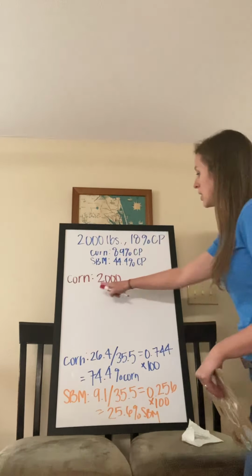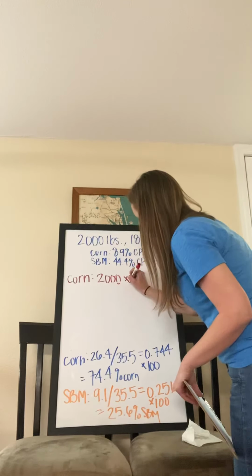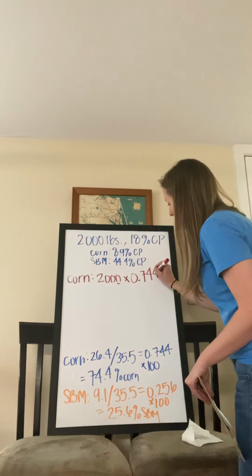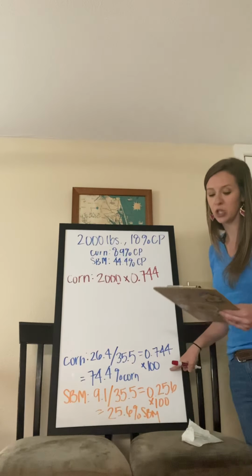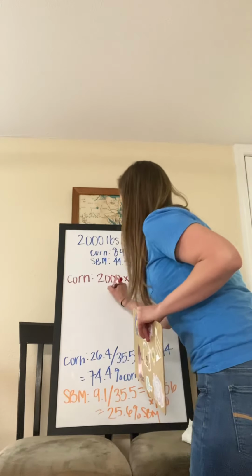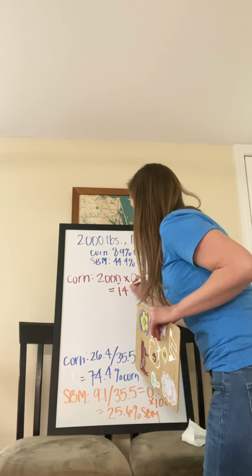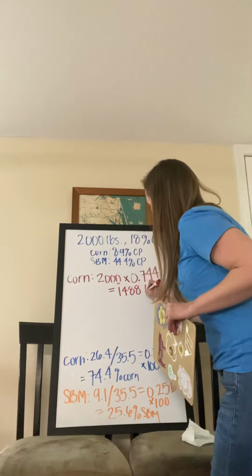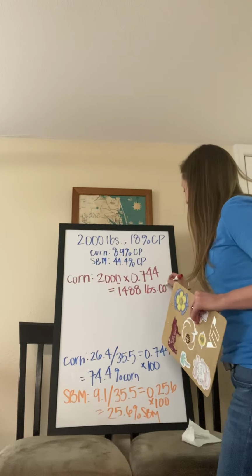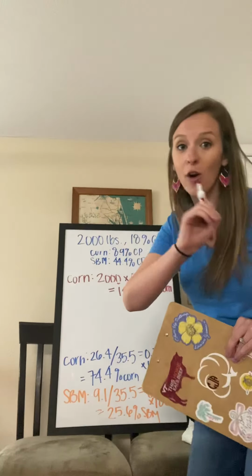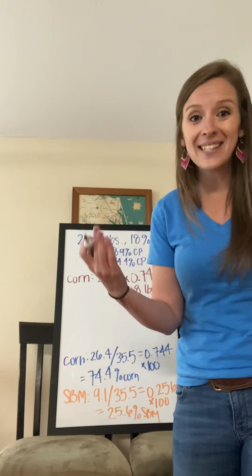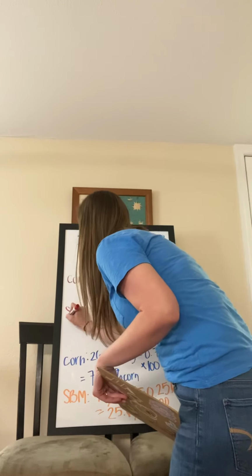So for corn, 2,000 times 0.744. Remember, we just got that in the calculation we just did. All right. And if we did our calculator, we would get 1,488 pounds. Now we're in pounds because we just converted it, of corn. Okay. And that's kind of like our final answer for corn. All right. So we're going to do the exact same thing for soybean meal. SBM.